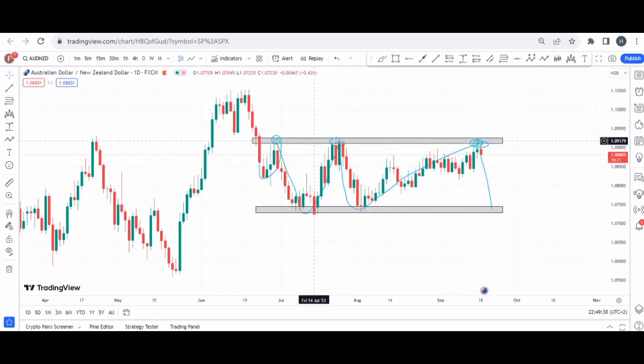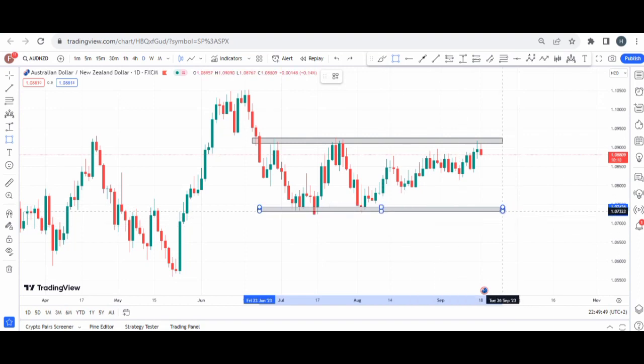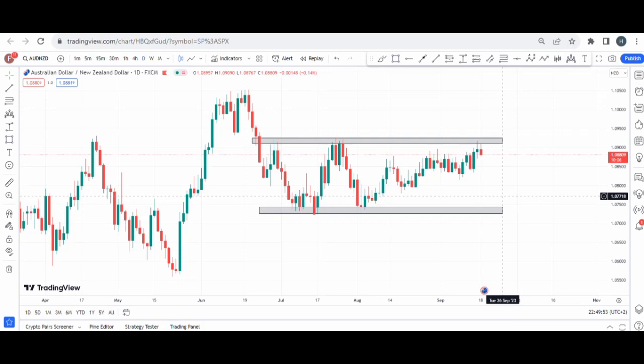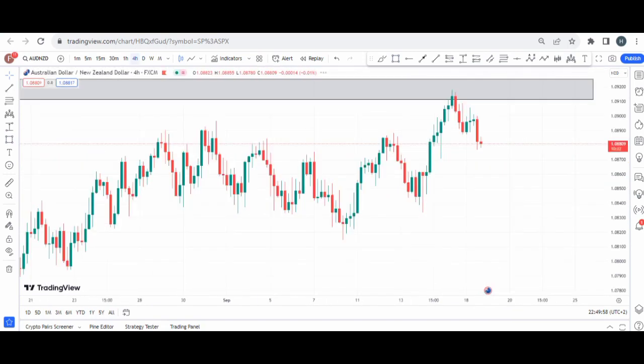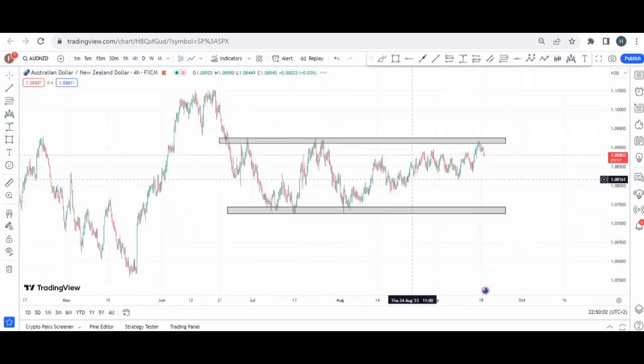However, guys, we don't want to simply predict where price is going to be going, so we want to just go into the lower time frames and see what the market has for us in terms of are we buying or are we selling. You understand? So we don't want to literally predict where the market price will be going, but we want to react. Let's go to the 4 hour time frame.